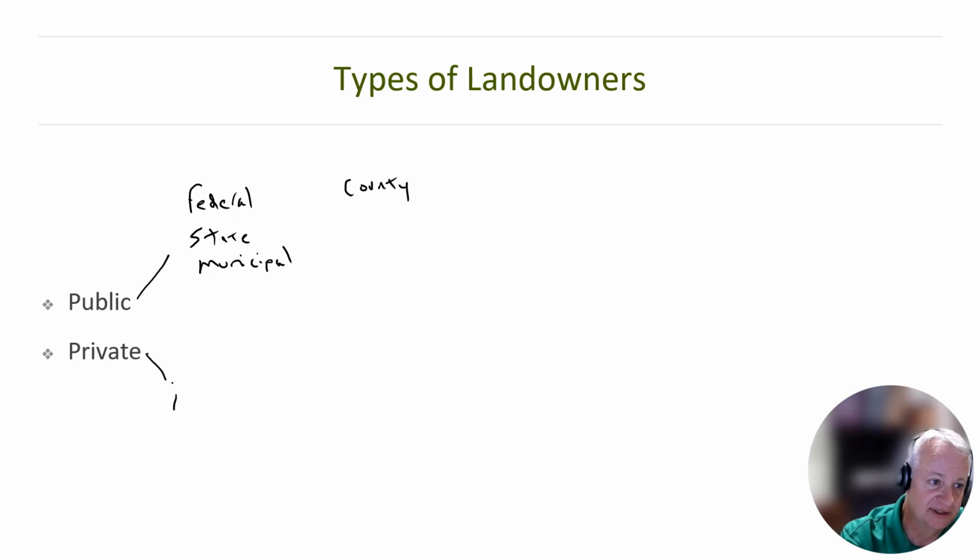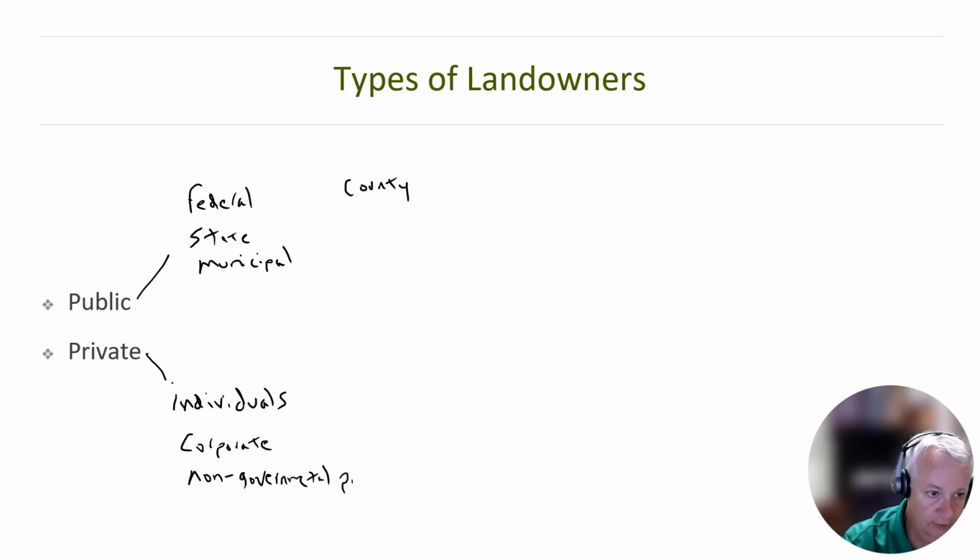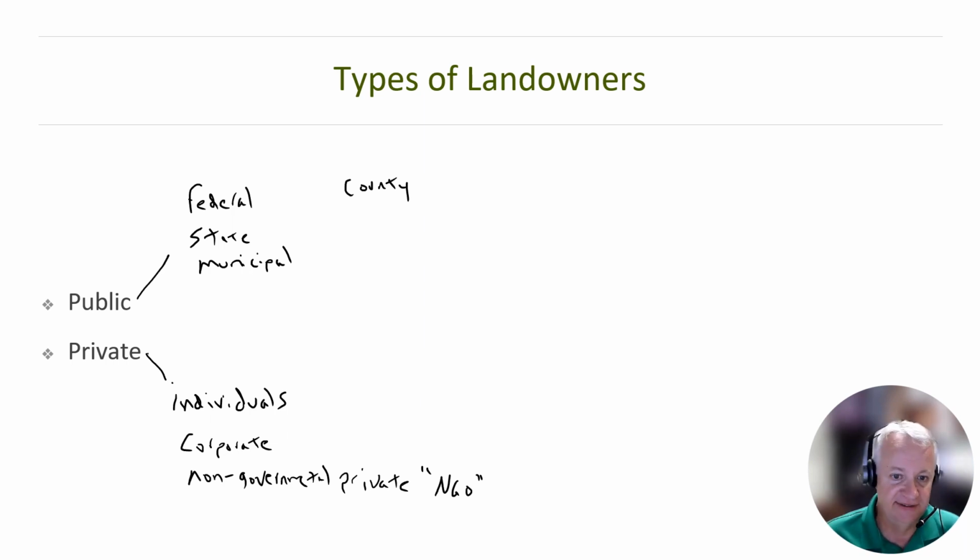Private, also, there are a number of different categories. So individuals, for instance, can be private landowners. It can be corporate landowners. You can have non-governmental private, or NGO landowners. So private can also have many different categories, and we have a completely separate lecture on different categories of, in this case, forest landowners that might be encountered.